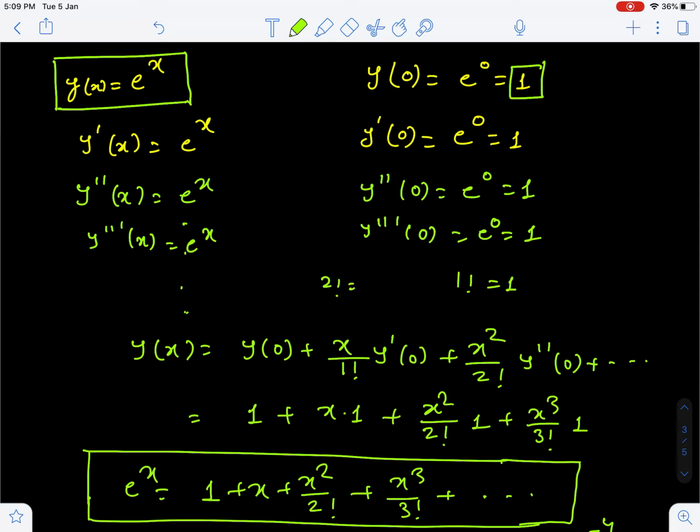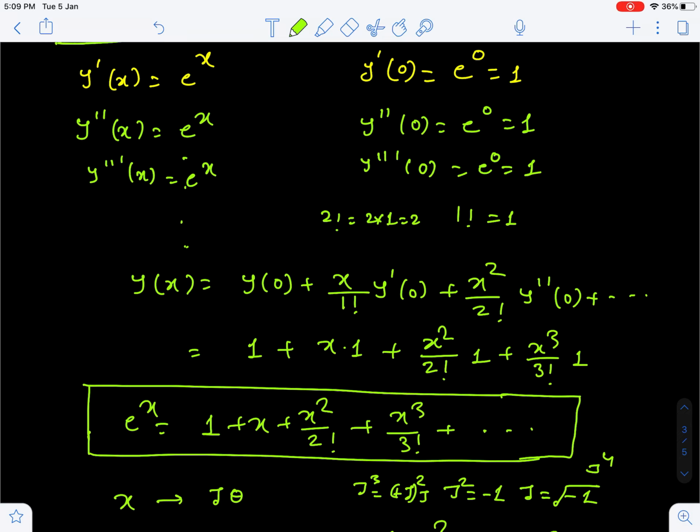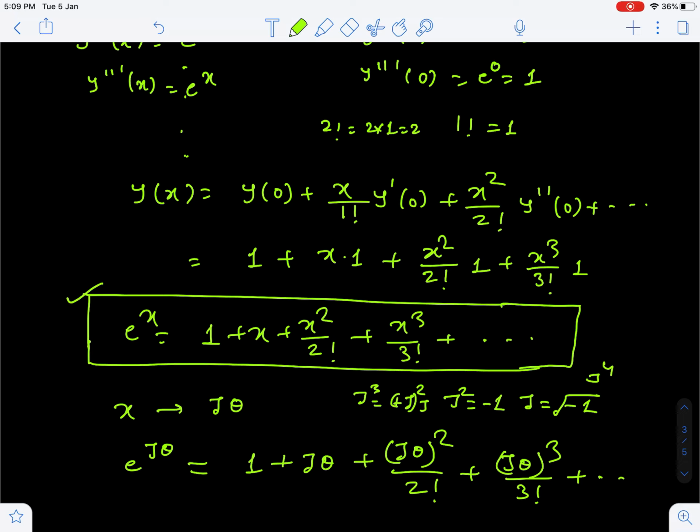2 factorial, you know that 2 factorial is equal to 2 into 1, that is 2 only, guys. So I have written x square by 2 factorial; either you can write x square by 2 or 2 factorial, no problem. y double dash 0 is again 1, triple dash 0 also. So the series will come: 1 plus x plus x square by 2 factorial plus x cube by 3 factorial, like this. So this is the simplest way to calculate e to the power x, which is 1 plus x plus x square by 2 factorial plus x cube by 3 factorial, like this.